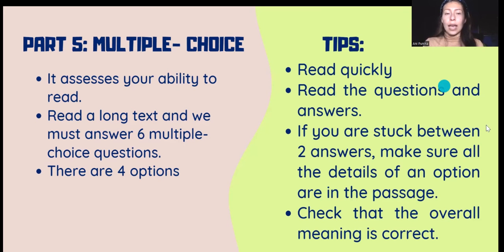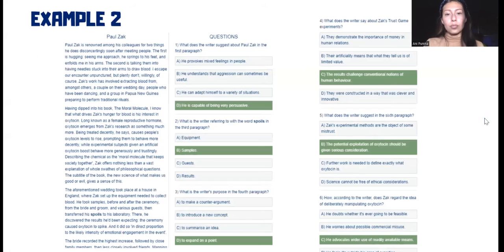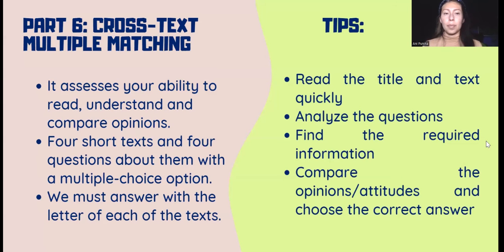Here we can see 2 different examples with the long text and the 6 questions with the different options. Now I'm going to talk about part number 6, that is cross-text multiple matching, which assesses the ability to read, understand, and compare different opinions or attitudes. Here we are going to find 4 short texts and 4 questions about them with a multiple choice option, and we must answer with the letter of each of the texts. So, for example, the first text is letter A, the second text is letter B, and so on.